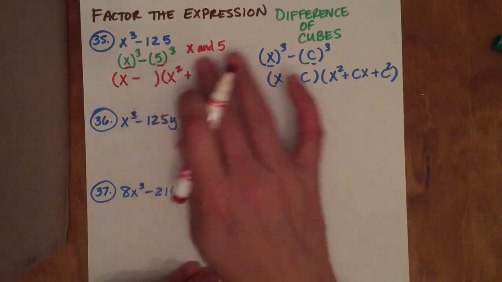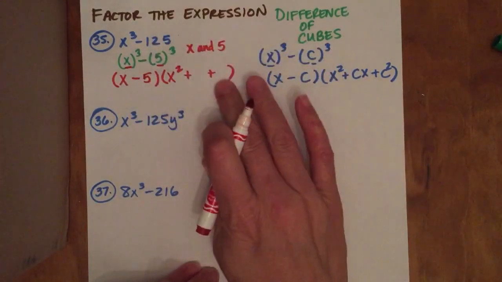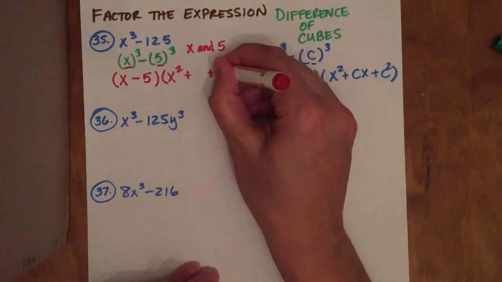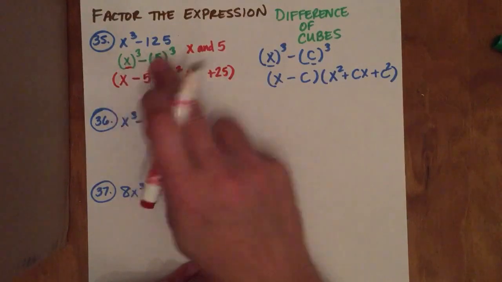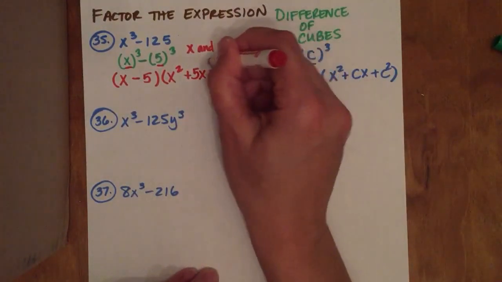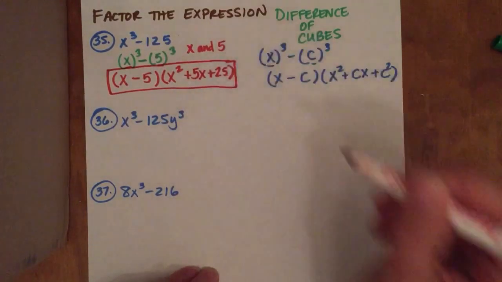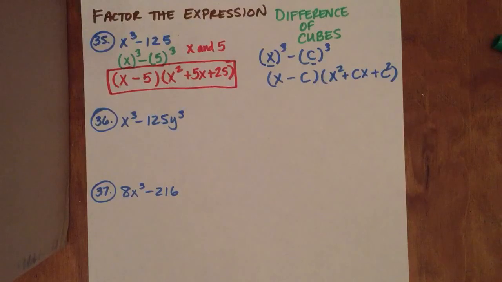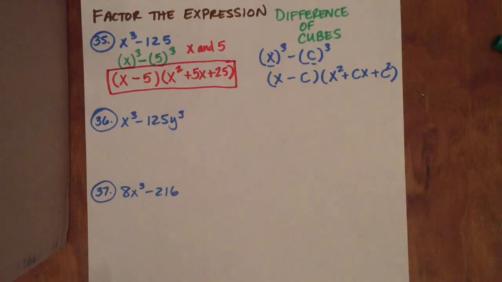So let's apply our second base, which is 5. 5 goes here. 5 squared, which is 25, goes here. And now my last term is the product of the two bases, which is 5 times x. And we're done. That is how you factor a difference of two cubes. It's not complicated as long as you know the pattern. So let's go to the next example.